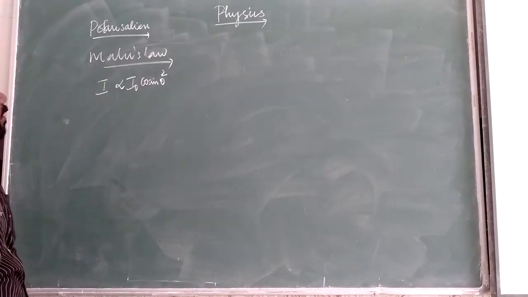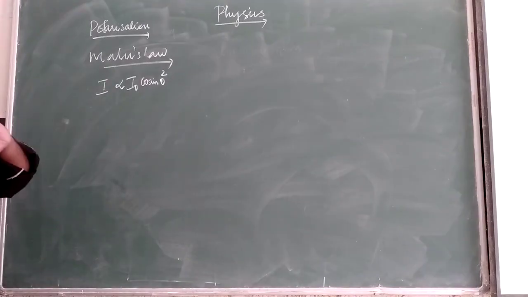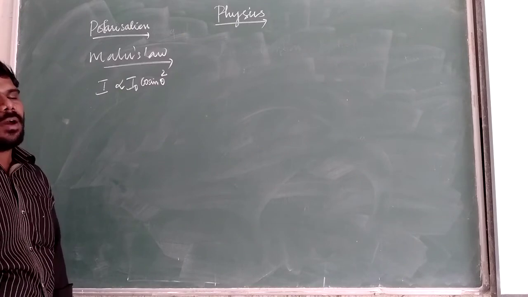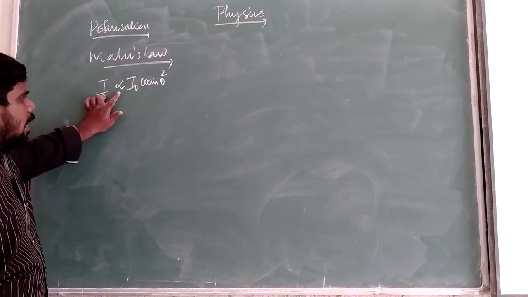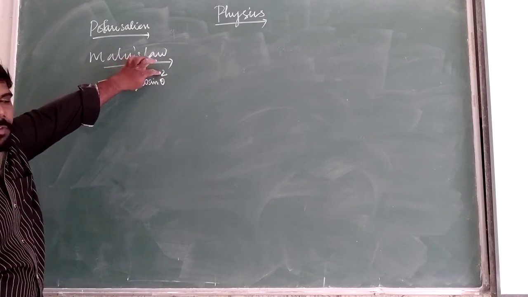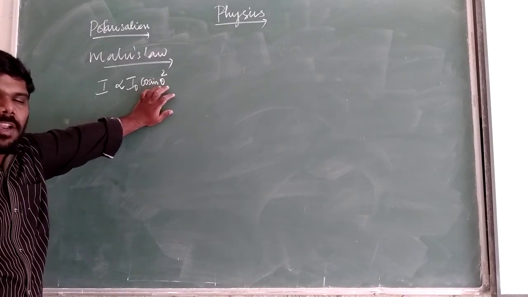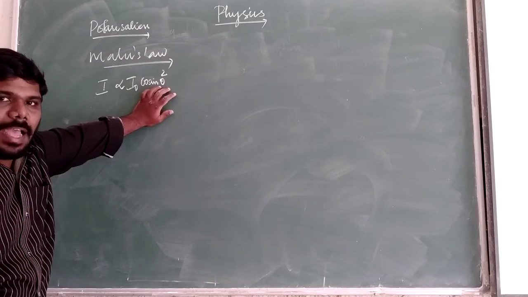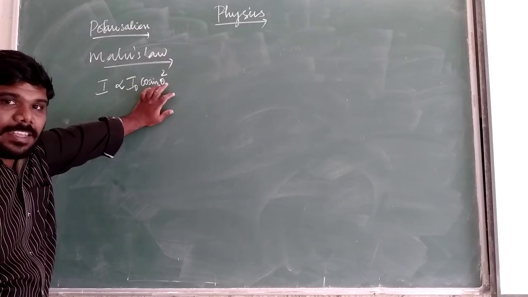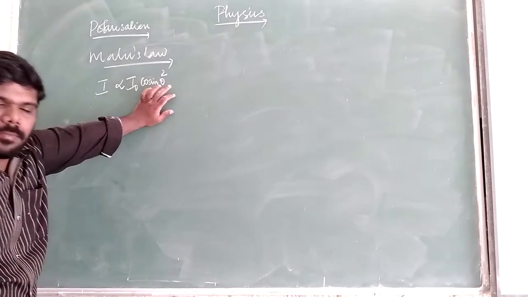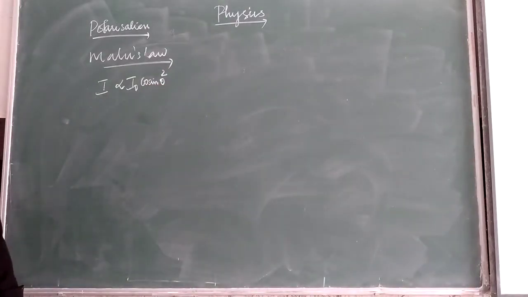So what is the point? Malus states that when a ray of polarized light falls on an analyzer, the intensity of the light will be directly proportional to the square of the cosine of the angle between the transmission axis of the polarizer and the analyzer.